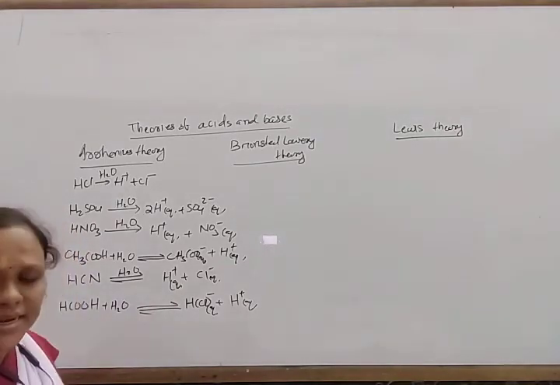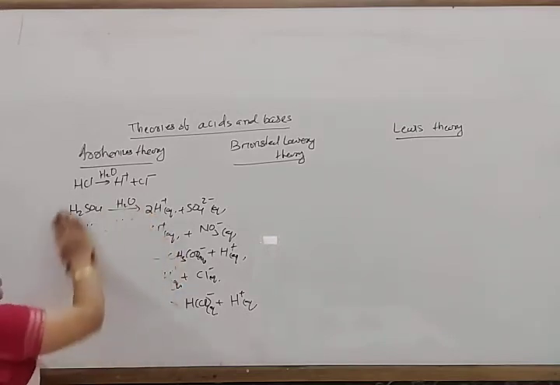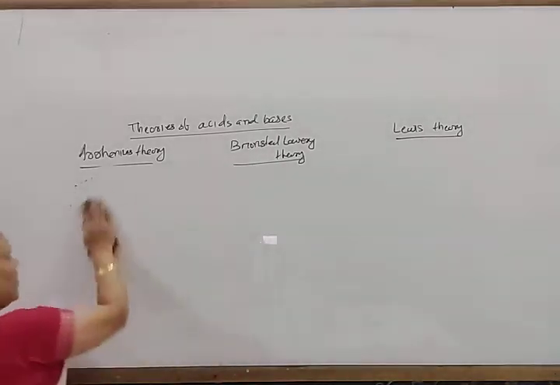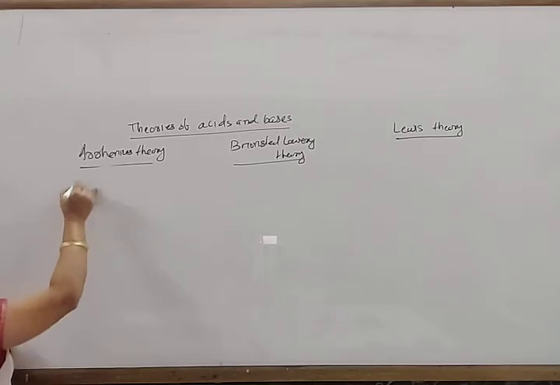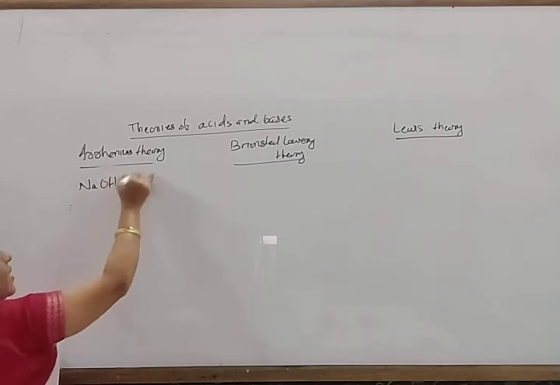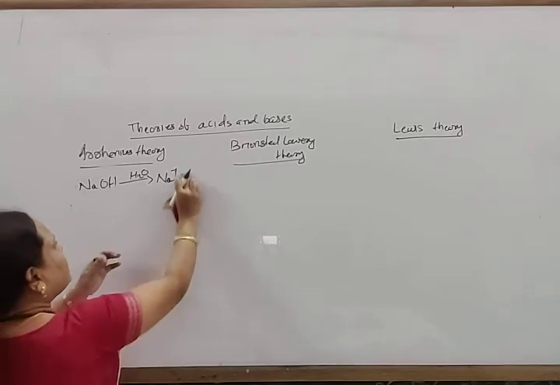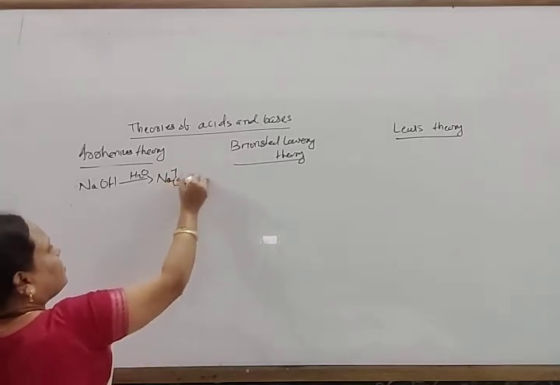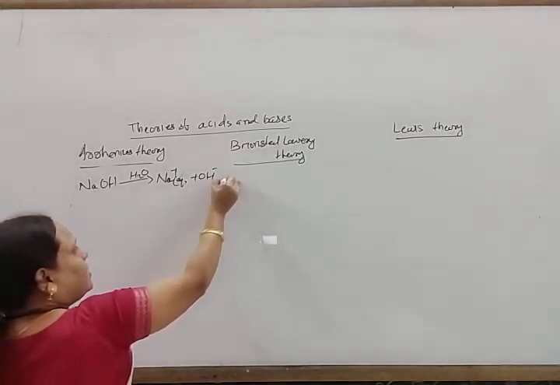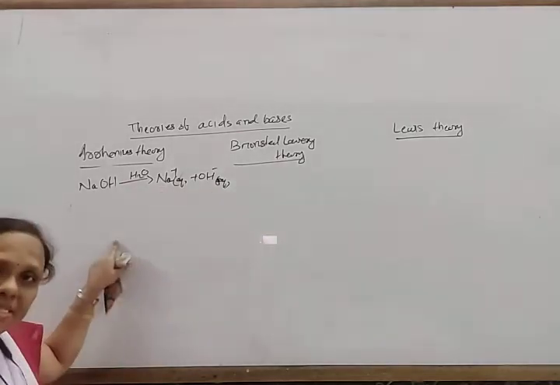Now Arrhenius bases are those which contain a hydroxyl group and give OH minus ion. Look here, suppose you take the example of sodium hydroxide. Sodium hydroxide and water give Na plus aqueous plus OH minus ion aqueous. So in the formula it has OH and it also gives OH minus. In this way it is a base.